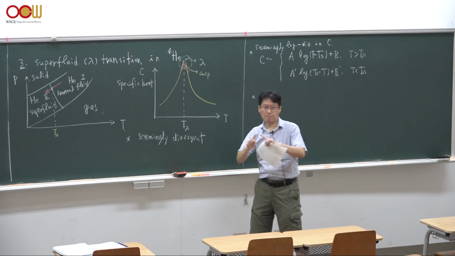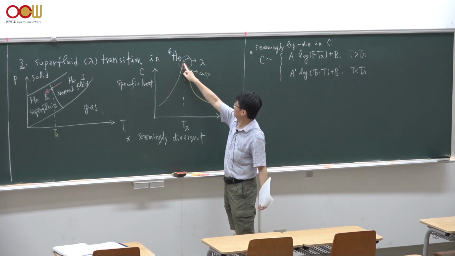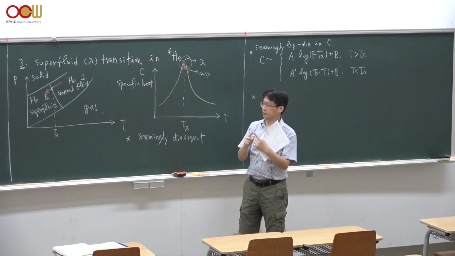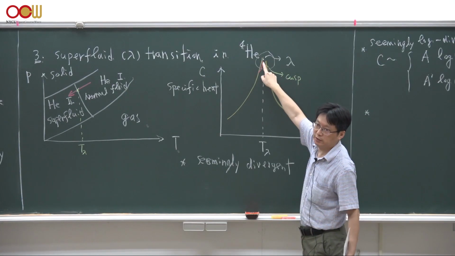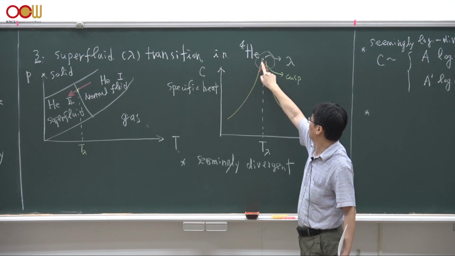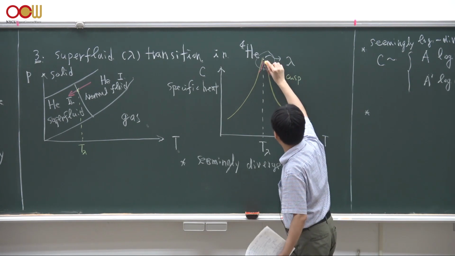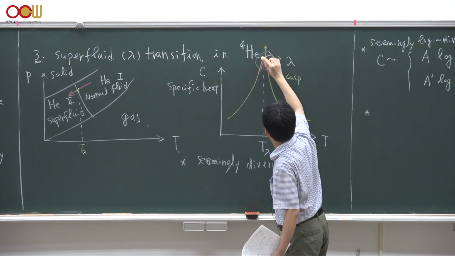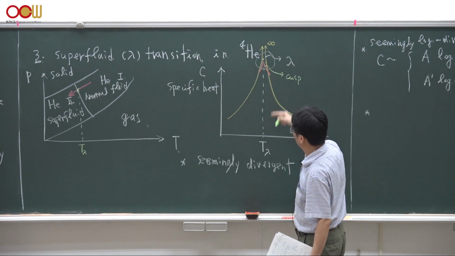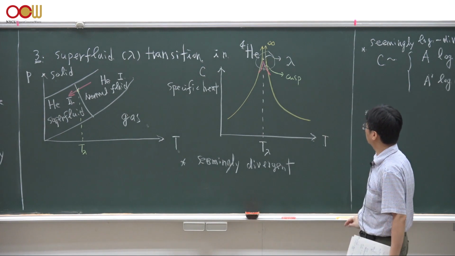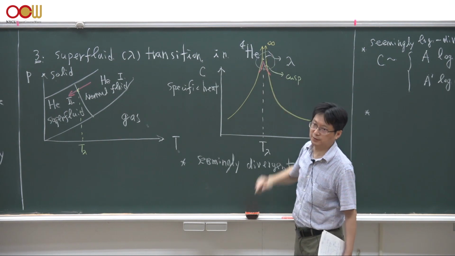So the cusp is a kink-like geometry with a very sharp edge here, but it's finite. So right at this tip of the cusp, this specific heat doesn't diverge. Okay, it is not infinity. However, a logarithmic divergence indicates that this value of the specific heat goes to infinity. In reality, a more careful measurement indicates that this lambda transition shows a cusp rather than a logarithmic divergence.